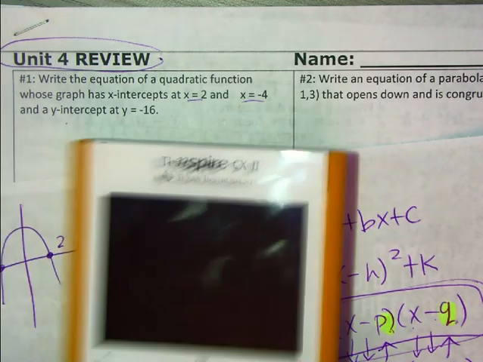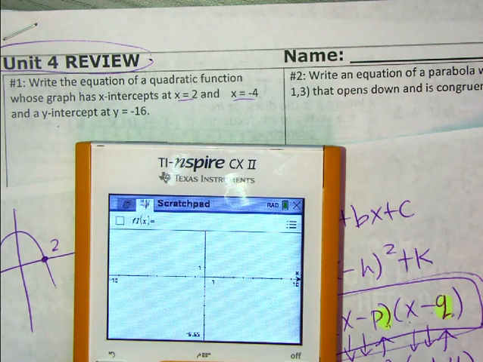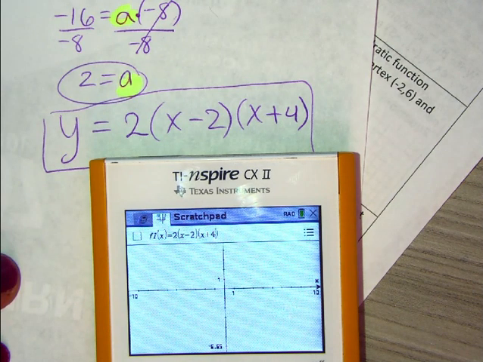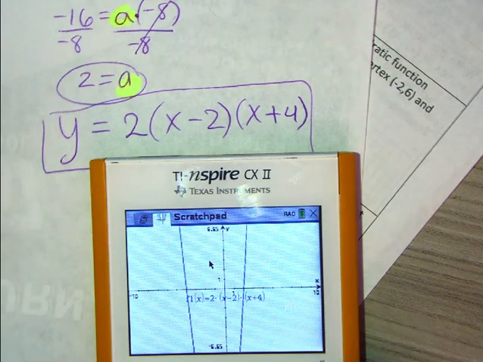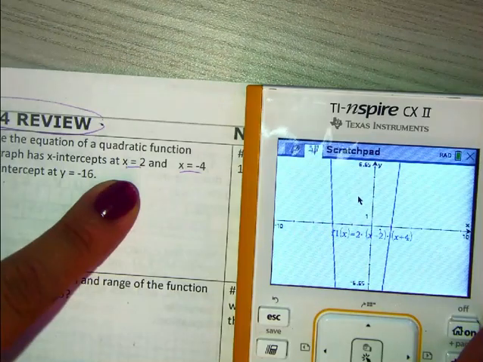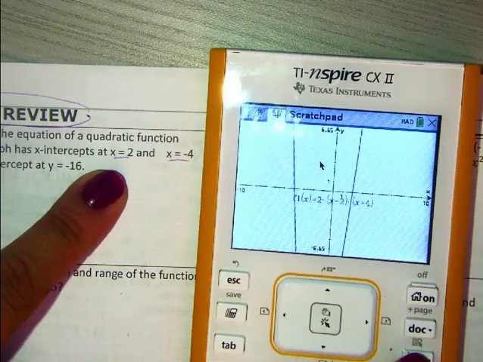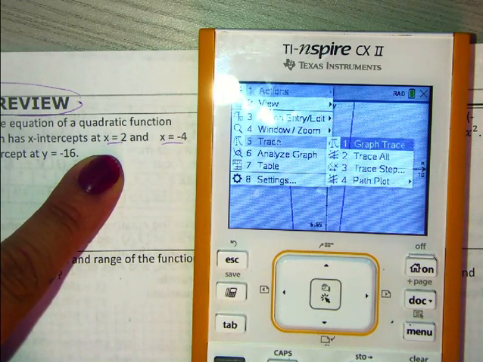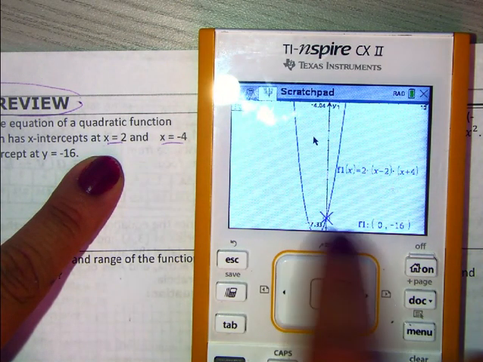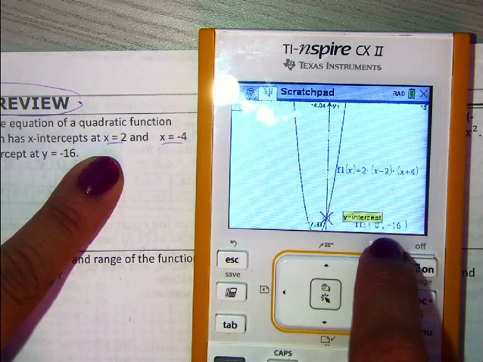One way to verify if that is correct is by graphing it in your calculator. You can just type here the equation that you created. So I'm going to type 2x minus 2 times x plus 4. This graph should have, according to your question, the x-intercepts of 2 and -4. So we're going to go to menu, trace, graph trace. And right now it's already showing you the y-intercept at 0, -16.